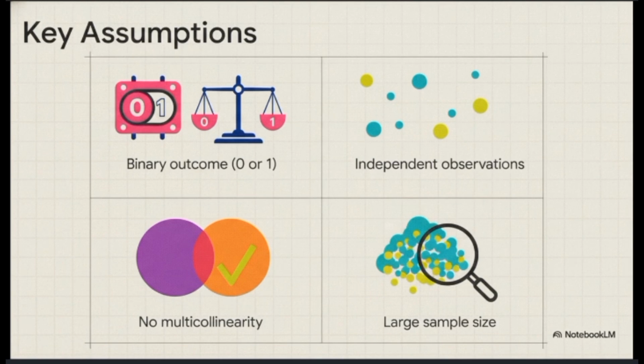Because of this, the crucial point to remember is that before you trust your model, your data has to play by these specific rules. We call these assumptions. First, the outcome variable must be strictly binary, 0 or 1. Next, the observations must be independent, meaning one data point doesn't influence another. You also shouldn't have multicollinearity, which is just a fancy, intimidating way of saying your input features shouldn't be too strongly correlated with each other. And finally, you generally want a large sample size so the model can stabilize its estimates. If you break these rules, your model's predictions might just fall apart completely.